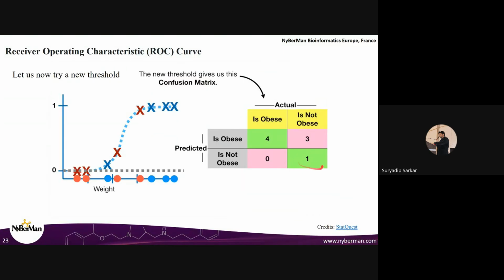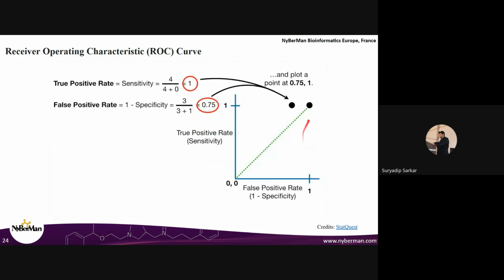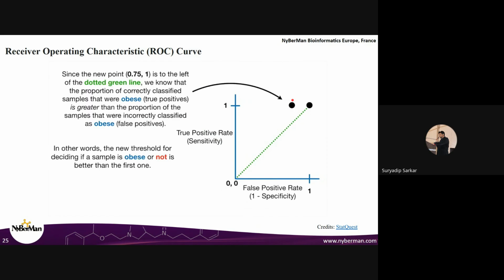Earlier we had 0 here and 4 here. Now we are doing one more classification which is correct, and one less classification which is wrong. So obviously we have done something better, right? And that is what is being shown here. Okay. Now this is where we figured out that it is better with our eyes.